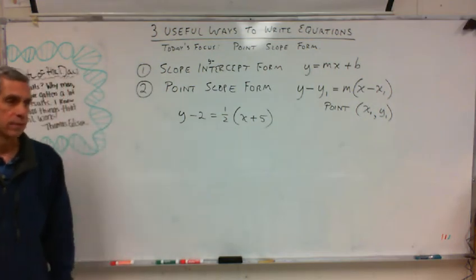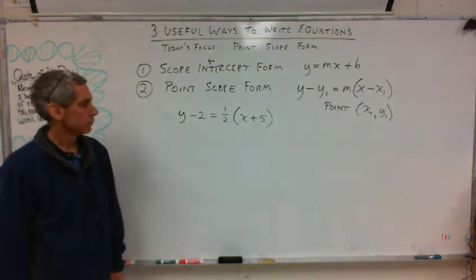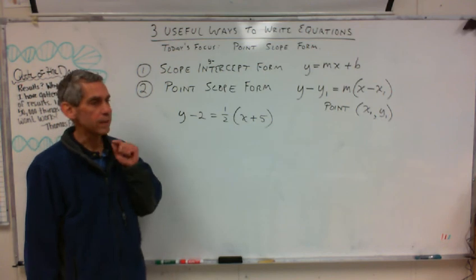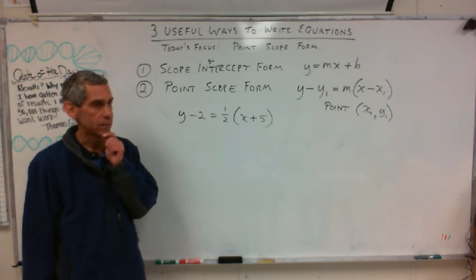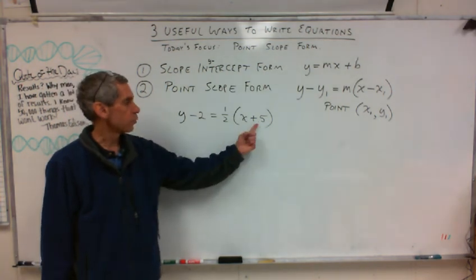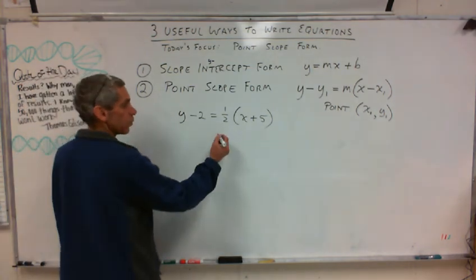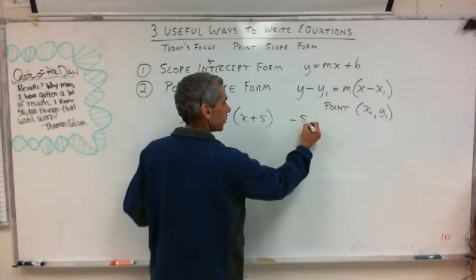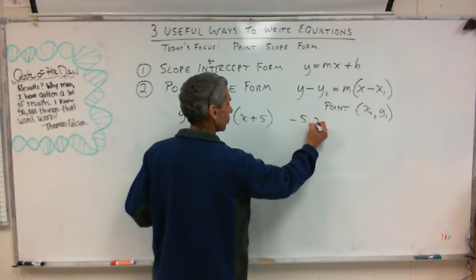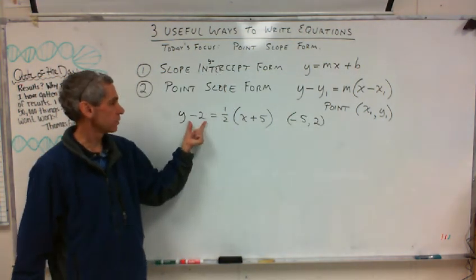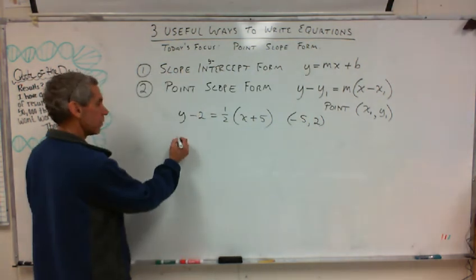So y minus 2 is equal to 1/2 times x plus 5. All right, Weston. Think about it. Which one is the x? The x1 goes with this x. The point is -5, comma 2, right? It's the opposite of this, which is now negative. Opposite of this is positive. There we go.